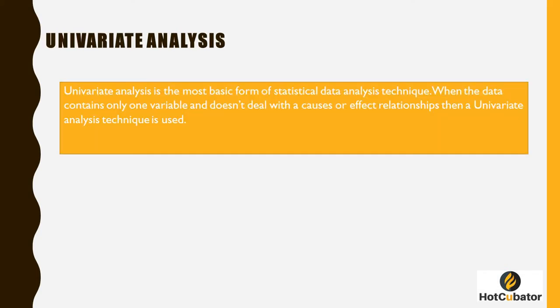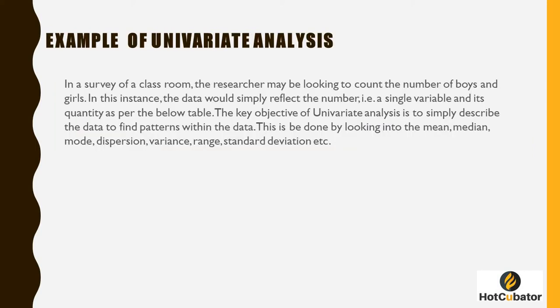Univariate analysis is the most basic form of statistical data analysis technique. When the data contains only one variable and doesn't deal with a cause or effect relationship, then a univariate analysis technique is used. For instance, in a survey of a classroom, the researcher may be looking to count the number of boys and girls. In this instance, the data would simply reflect the number, which is only a single variable, and the quantity of the boys and girls.